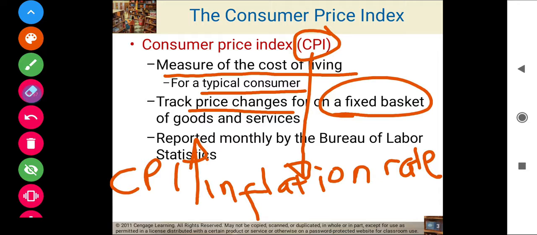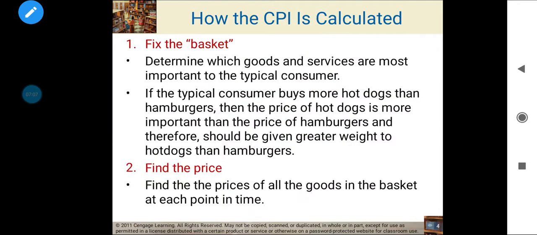Okay, and then this indicator is reported monthly by the Bureau of Labor Statistics, or BPS. To give us more understanding about CPI, now we look at how Badan Pusat Statistik computes the CPI.